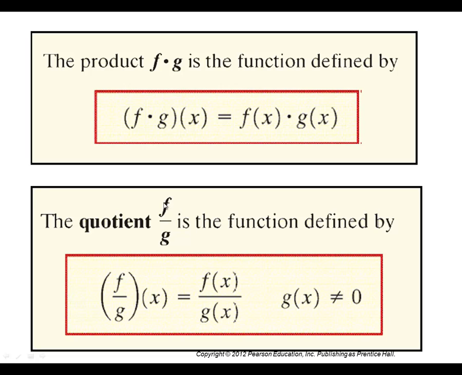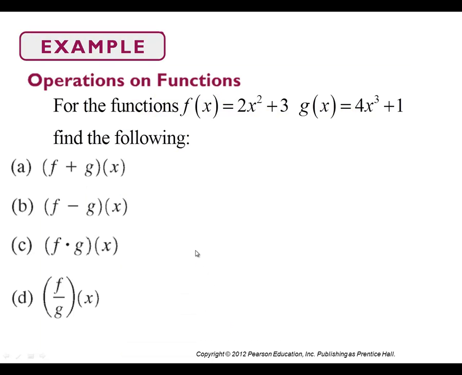Now the quotient, f over g, is a function defined by (f over g)(x), or f of x over g of x, where g of x cannot equal 0 because we get an undefined relation there. Okay, so let's take a look at some examples.